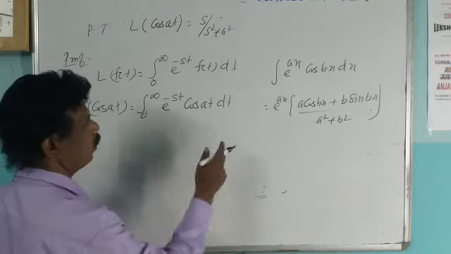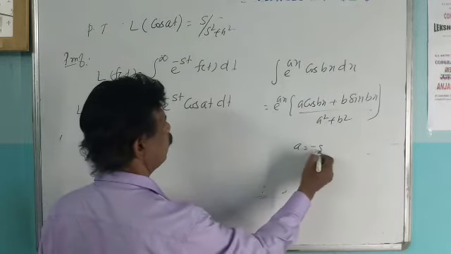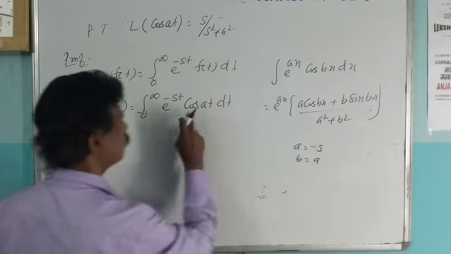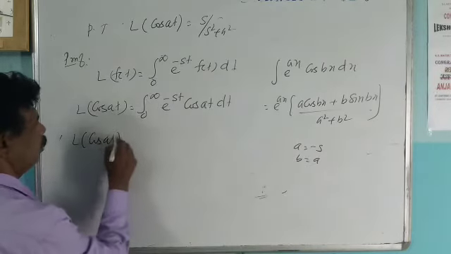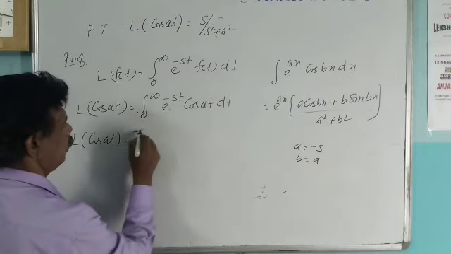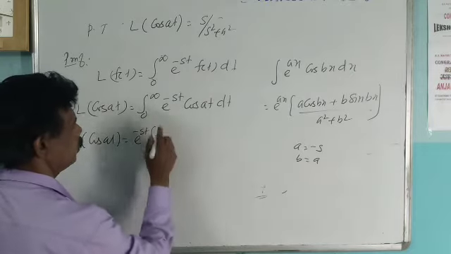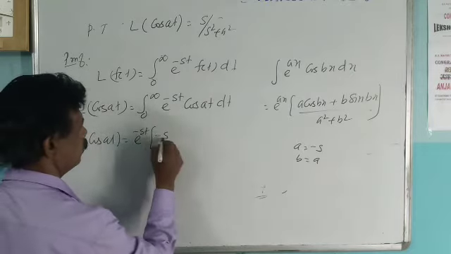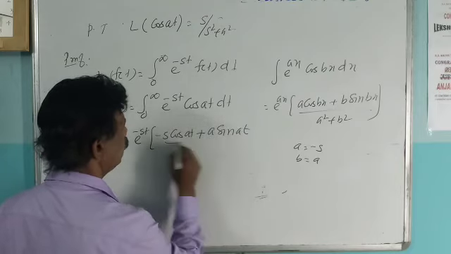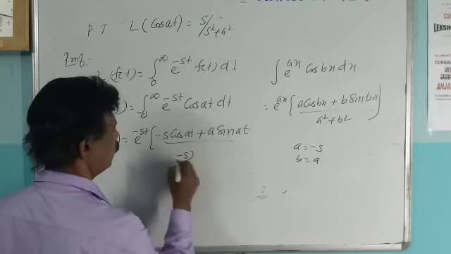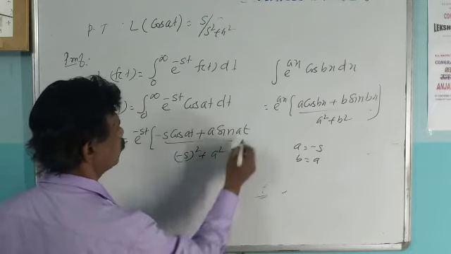Here a equals minus s, b equals a. So substitute that value here. Laplace of cos at equals e raised to minus st into a means minus s, cos at, plus b means a, sin at, divided by minus s the whole square plus a square.